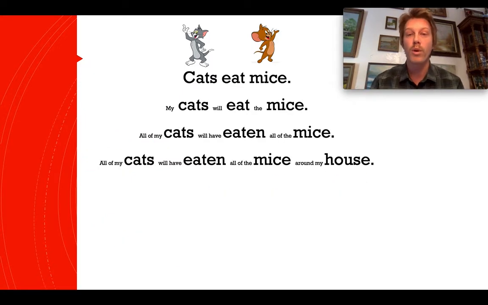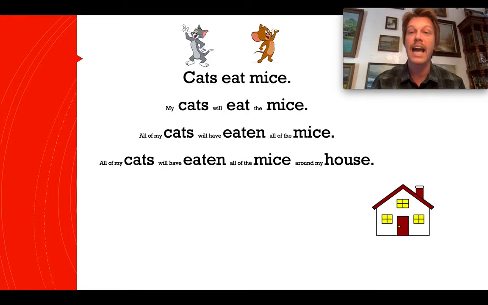Let's look at one more sentence. All of my cats will have eaten all the mice around my house. When I say this sentence, I actually added another idea, right? Another picture in your head. So now I need another beat in the rhythm. So, cats eat mice. My cats will eat the mice. All my cats will have eaten all the mice. All of my cats will have eaten all of the mice around my house.